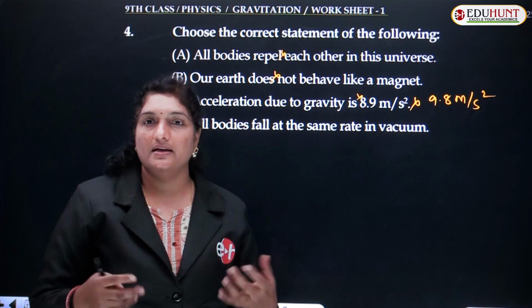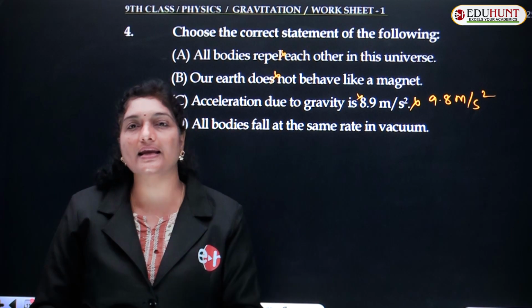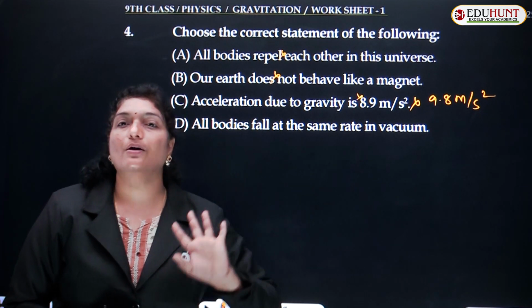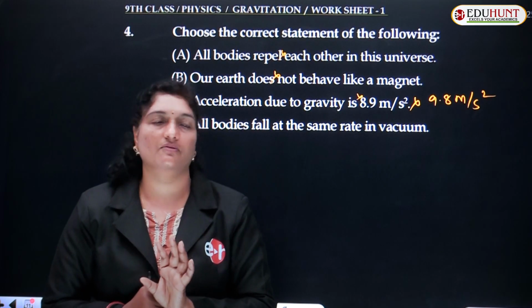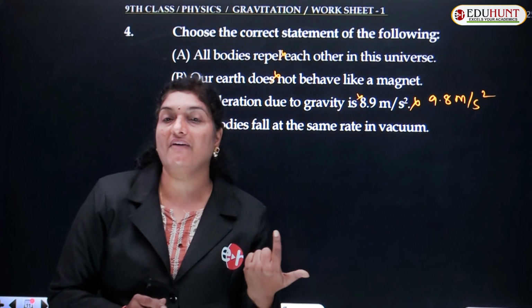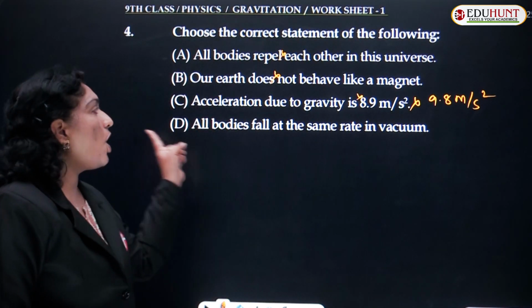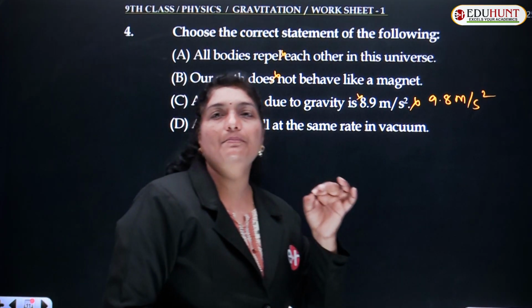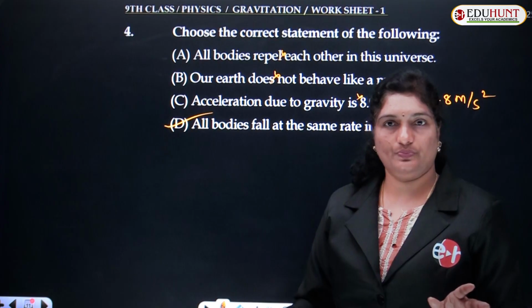Whether it is taken in any fluid, whether it is air, water or any other fluid you consider, buoyancy force will be opposing the motion of the body towards the surface of the earth. But if you consider the same in vacuum, there is no opposing force acting on that. Hence, all bodies fall at the same rate in vacuum. So, option D is true.